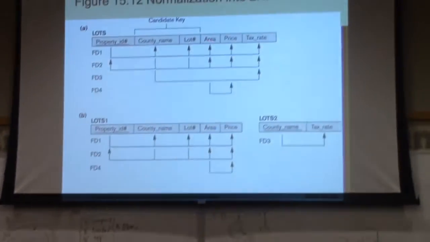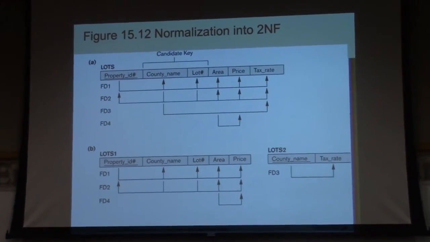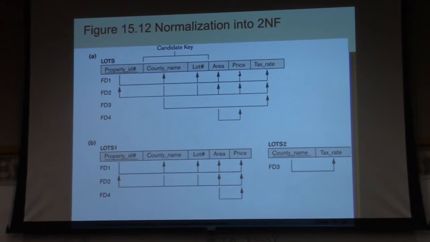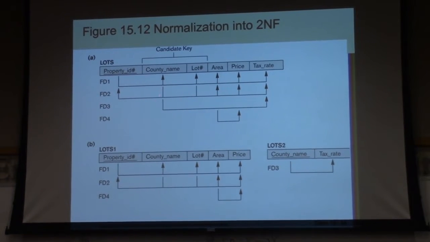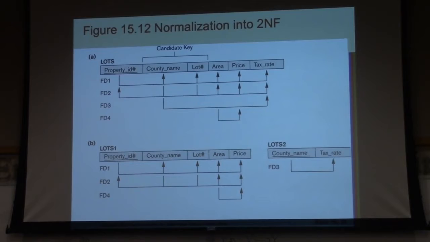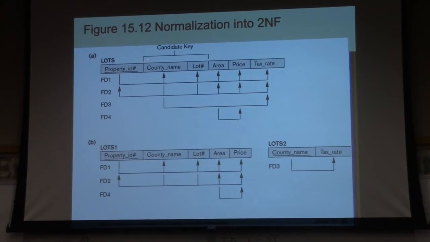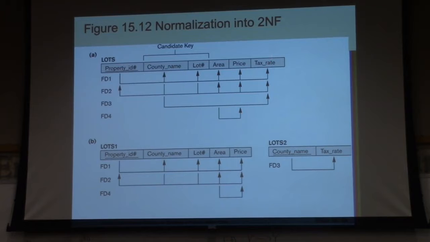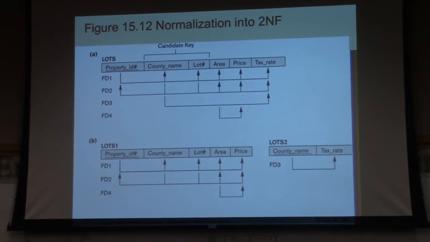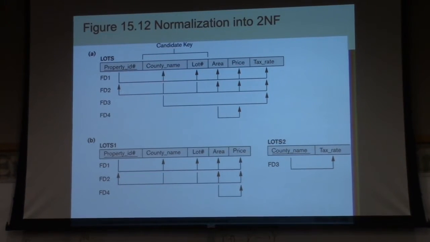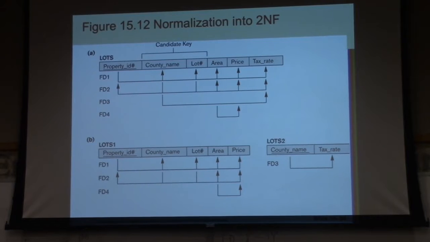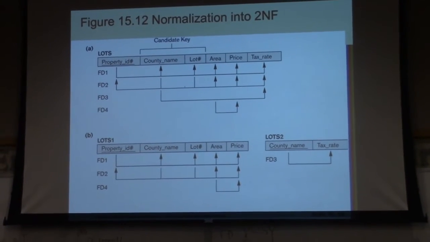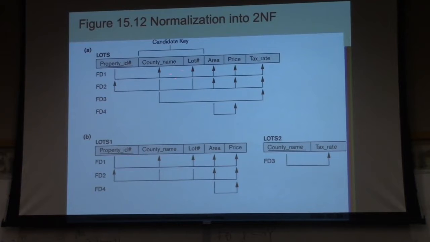So let's check. Area is determined by the property ID, and also area is determined by country name and lot number. Price is determined by the property ID, and price is determined by country name and lot number. Tax rate is determined by property ID and also determined by country name and lot number. So this is, what?